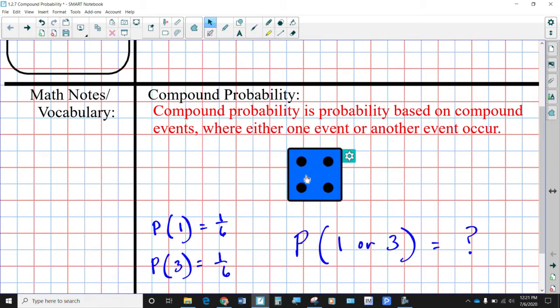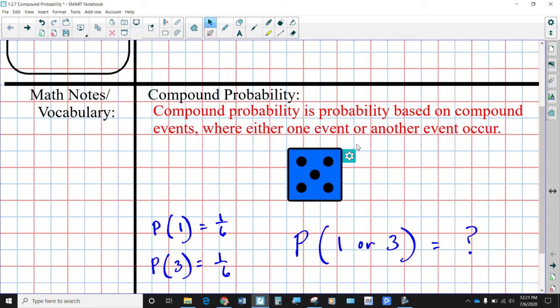Now, of course, remember experimental probability. I could roll this 10 times and get a 4 every single time. It could happen. It's not likely that it would happen. It's very unlikely, as a matter of fact, but it could happen. So we're going to deal with the theoretical probability for figuring out our compound probabilities for this particular chapter unit.